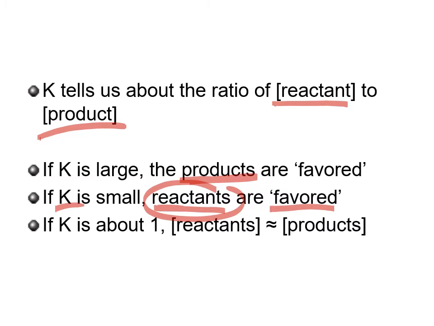But remember that's not terribly important, because that's not what equilibrium is. Equilibrium is not when the amount of reactants is equal to the amount of products. That's not equilibrium at all. Equilibrium is when the rate of production of products is equal to the rate of production of reactants, at any amount.